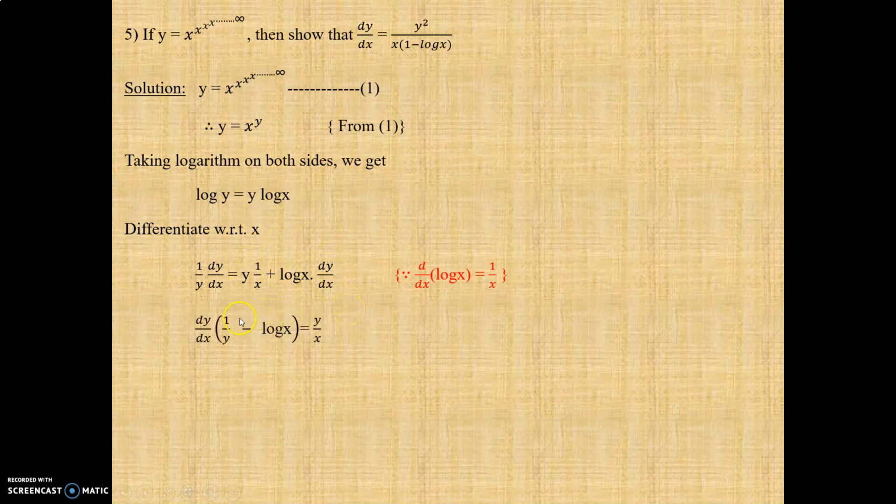The next step, dy upon dx we can take as outside. So 1 upon y minus this log x will come to this side and become minus. So (1 upon y minus log x) is equal to y upon x. Taking LCM, dy upon dx into (1 minus y log x) upon y is equal to y upon x. Therefore, dy upon dx is equal to, cross multiplying, y square upon x into (1 minus y log x). This is the final answer for this question.